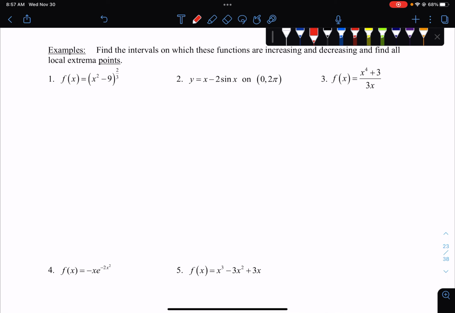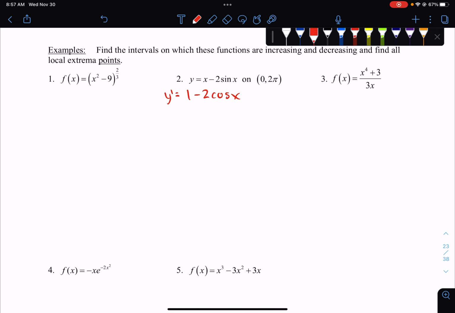So number 2, y equals x minus 2 sine of x. And I'm only looking at the interval from 0 to 2 pi because, of course, this function just goes up and down forever. So y prime equals 1 minus 2 cosine of x.